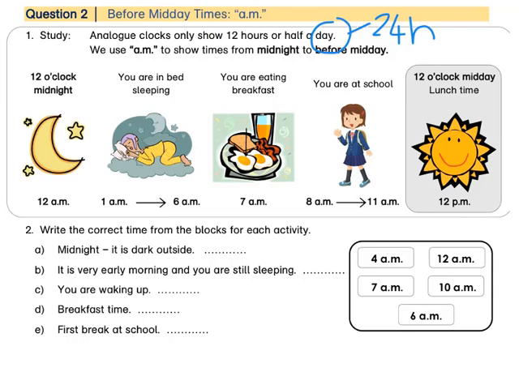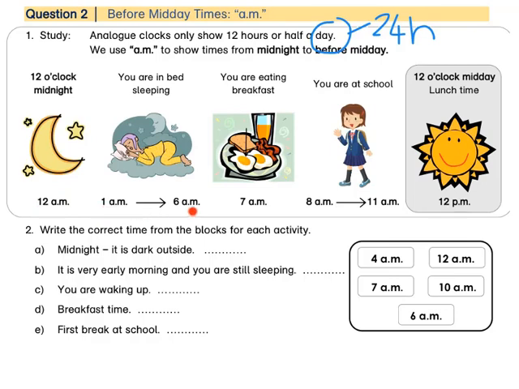This means that we need to use AM to show times from midnight to before midday. This represents half the day, or morning times. So, midnight, 12 o'clock midnight, even though it is dark outside, it is the beginning of the new day. So we write it as 12 a.m. Now, if you remember our clock face, after 12 a.m. becomes 1 a.m.